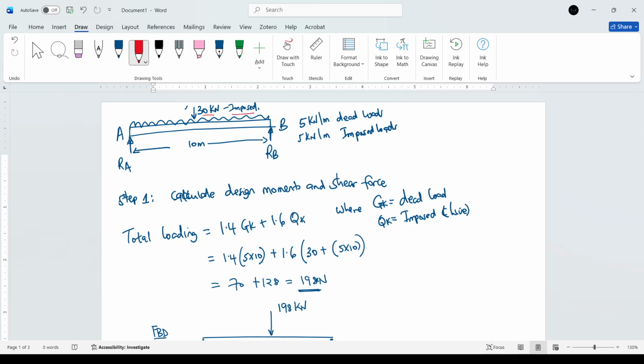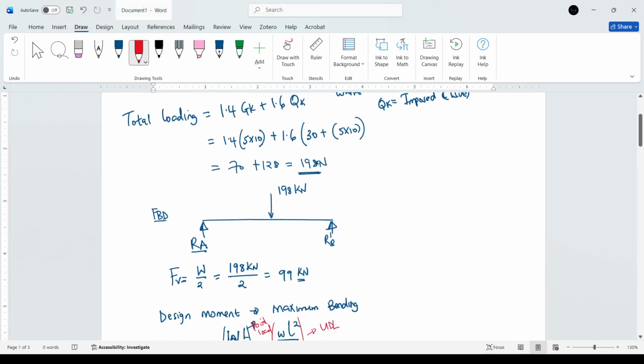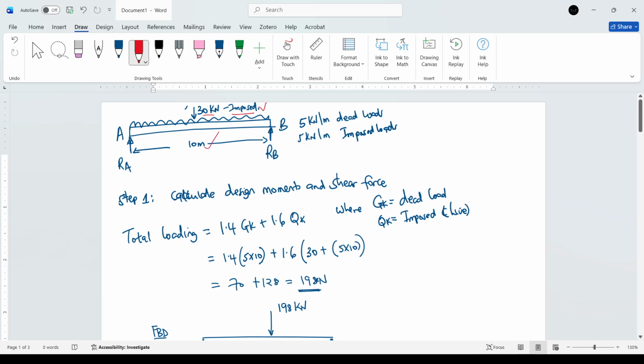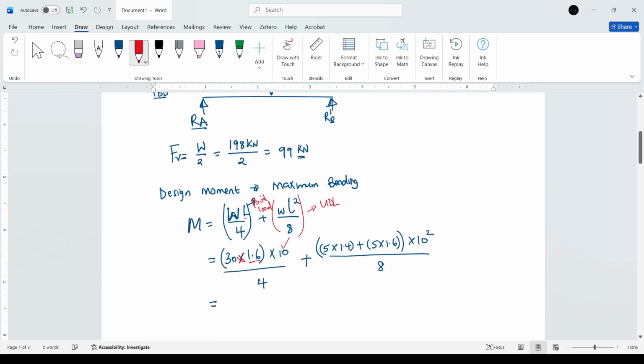So when you are designing, we don't design it as raw. We design it as factored load. Okay? Factored load. So if it is factored, it means we have considered the factor of safety for imposed, which is 1.6. So that's why we said 30 times 1.6 to have it as a factored load. Then multiplied by L, which is 10, which is the span. Then divided by 4, as stated by the formula.